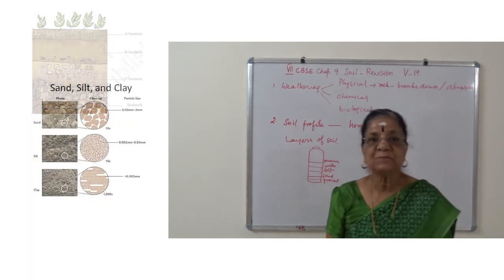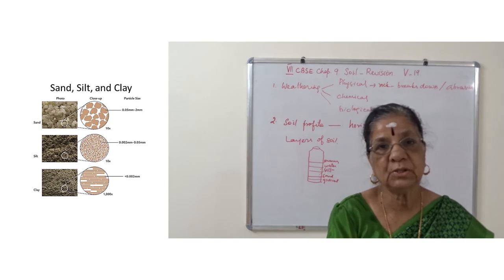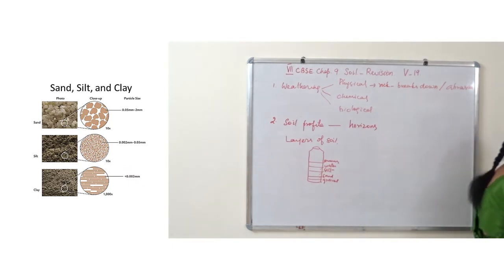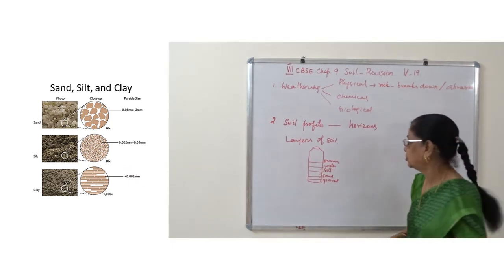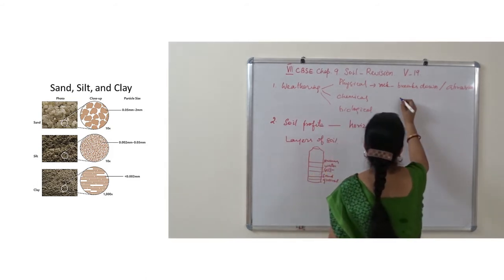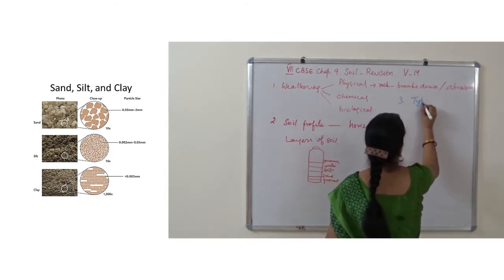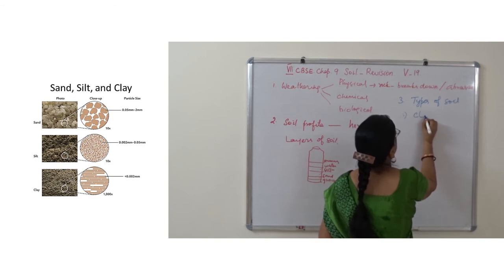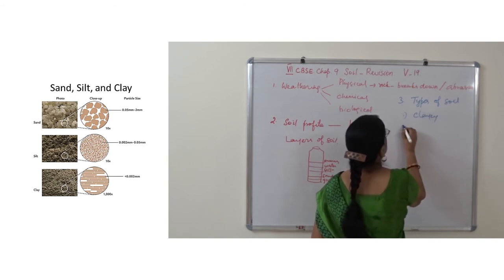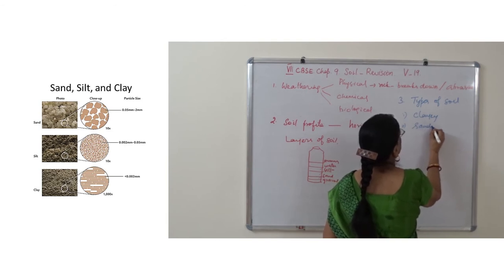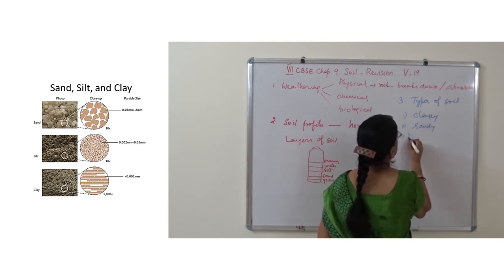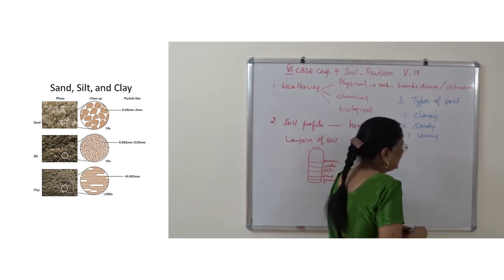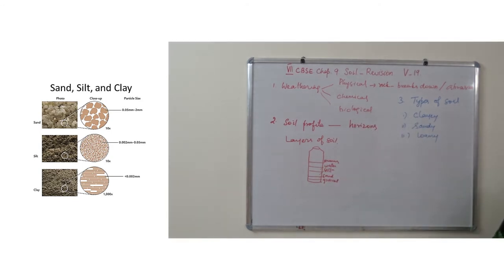The next one, types of soil. As we know, we come across normally 3 types of soil. First one, clay soil; second one, sandy soil; and the third one is loamy soil. Clay soil, sandy soil and loamy soil.